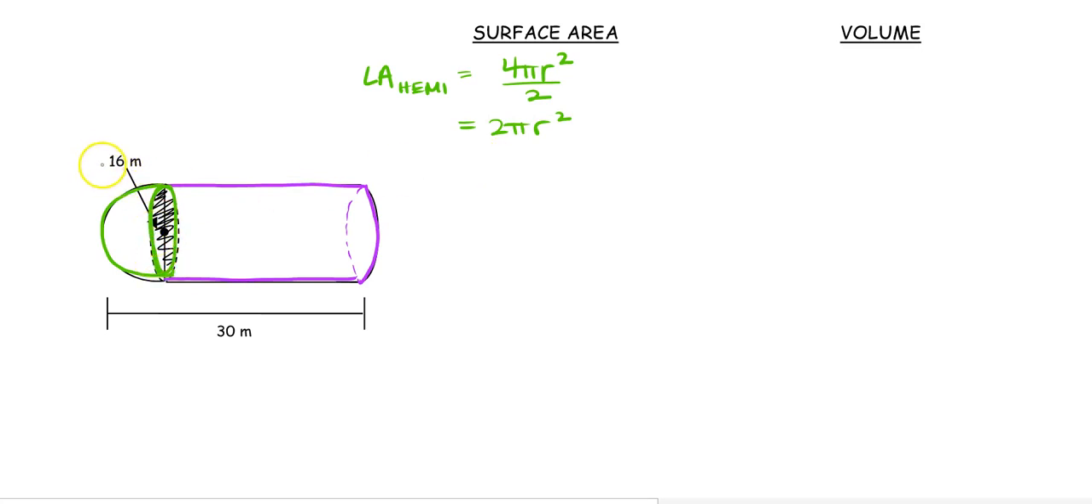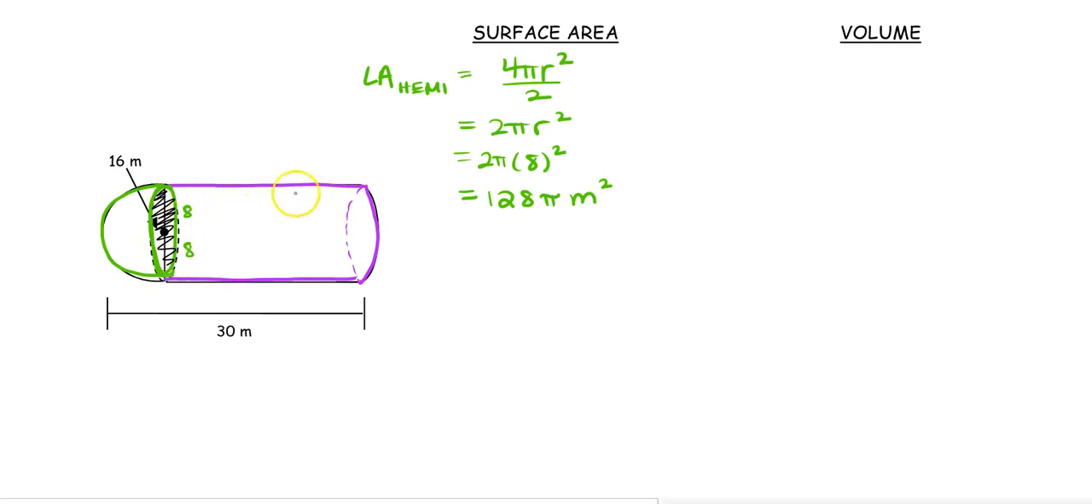We are given 16 as the diameter, which is going to make our radius 8. So this gives us 2 times pi times 8 squared. Don't forget we do 2 times 8 squared. We don't put the pi in our calculator. That gives us 128 pi meters squared. So we have that touchable area of the hemisphere in green.